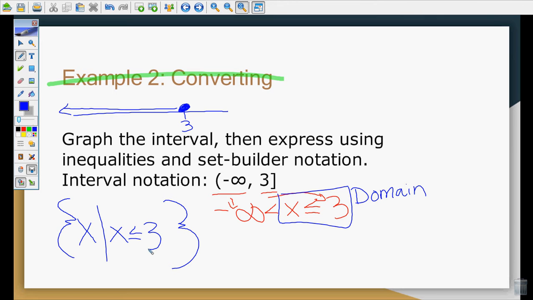So we've represented this interval in multiple ways. We represented it as an inequality. We represented it as a graph. We represented it in set builder notation.